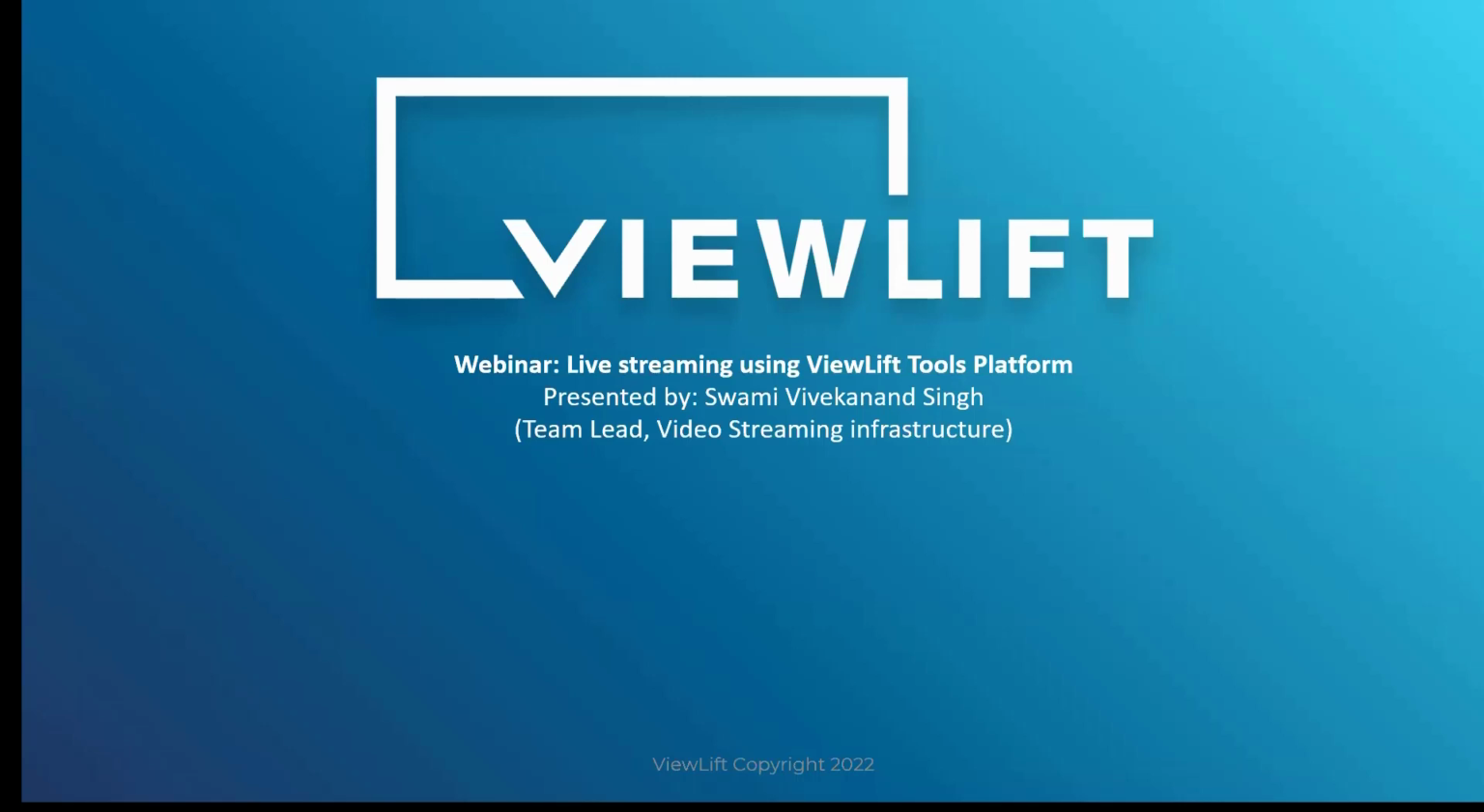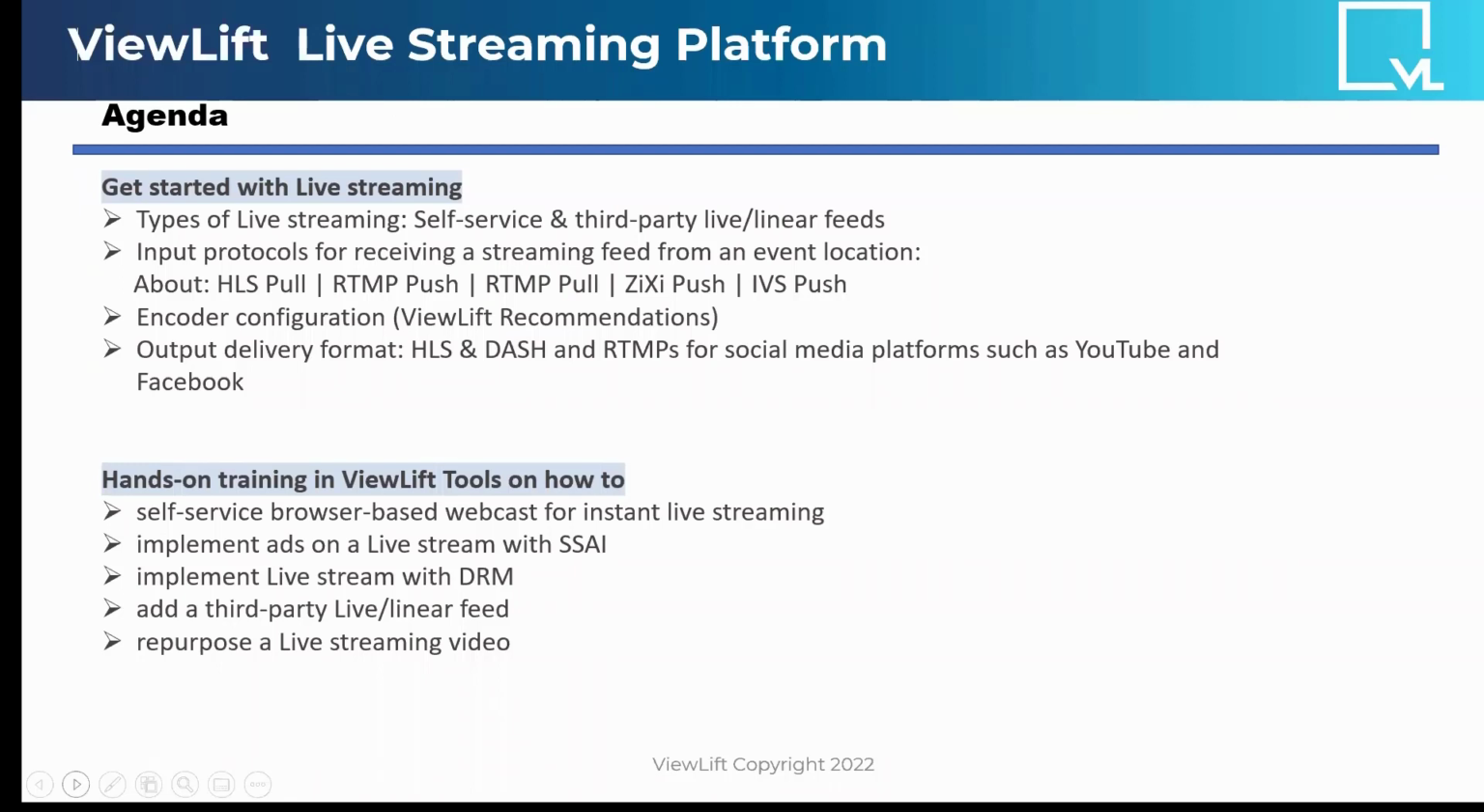Today we are going to learn our ViewLift tool, how we can use it for live streaming. The agenda is the types of live streaming. There are two types, self-service and third-party live and linear feeds. And second, we will cover input protocols for receiving the input feed from the event location. What are those protocols? We will see in a little bit wider way.